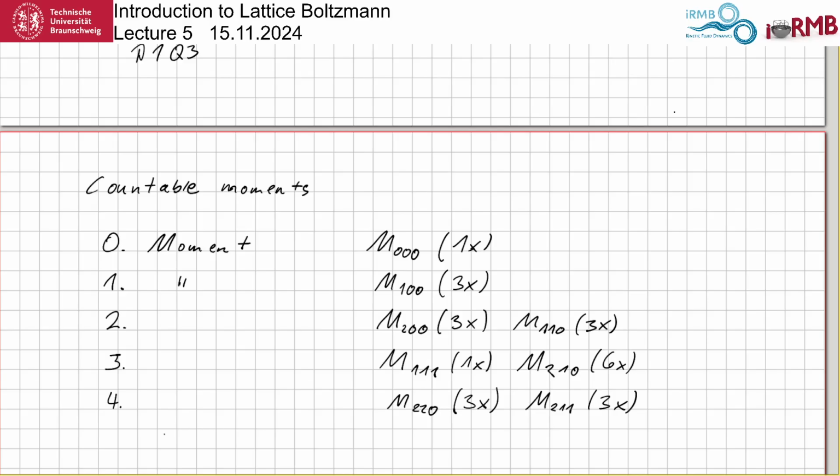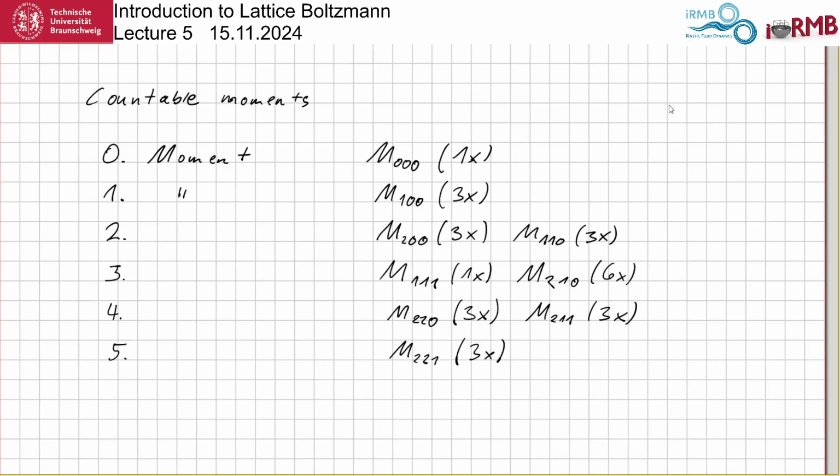Yes. So, fifth, we have 2, 2, 1. Obviously we can put the 1 in 3 different places, which gives us 3. And then we have 1 left, which is 1 permutation. And if you add them up, you get 27. So these are the independent moments that we have here.